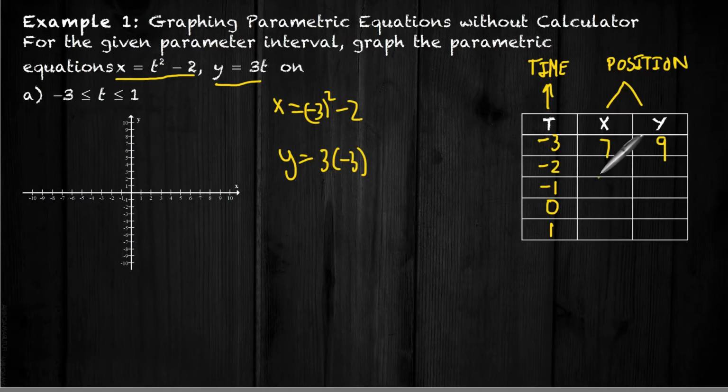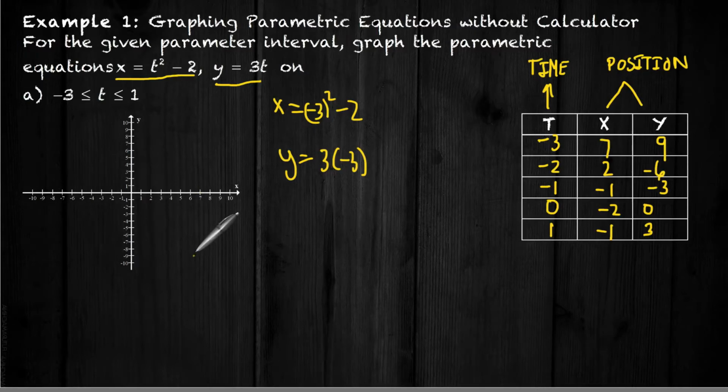You can see where this is going. So when the time is -2, this is going to be 2, and this is going to be -6, and then when time is -1, it will be -1 and -3. When time is 0, you'll have -2, 0, and when time is 1, you'll have -1, 3. So now you'll go over to your graph and you'll plot these points.